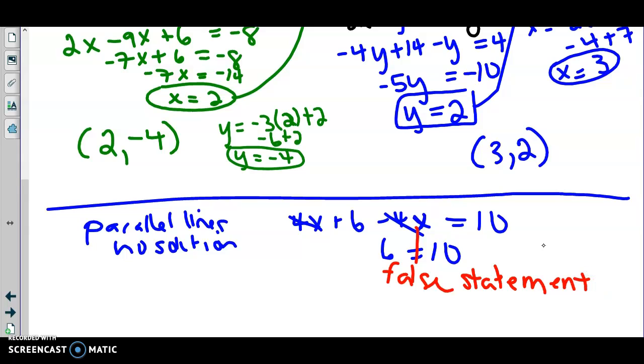If you end up using substitution method and you get a true statement, 6 equals 6, 0 equals 0, then that means that they are the exact same line and you would have infinitely many solutions. So just look out for them when you are doing the homework problems.